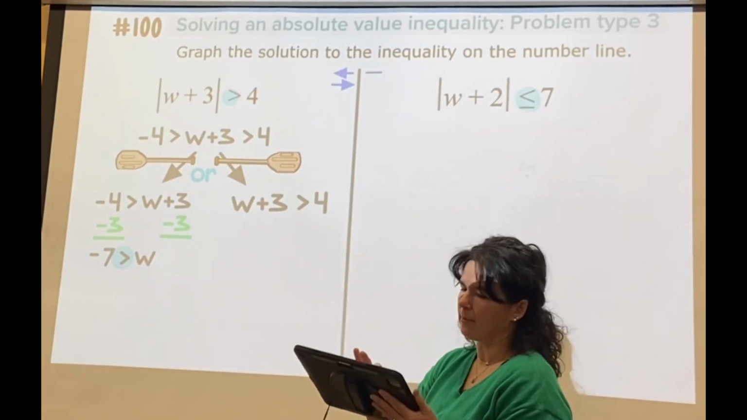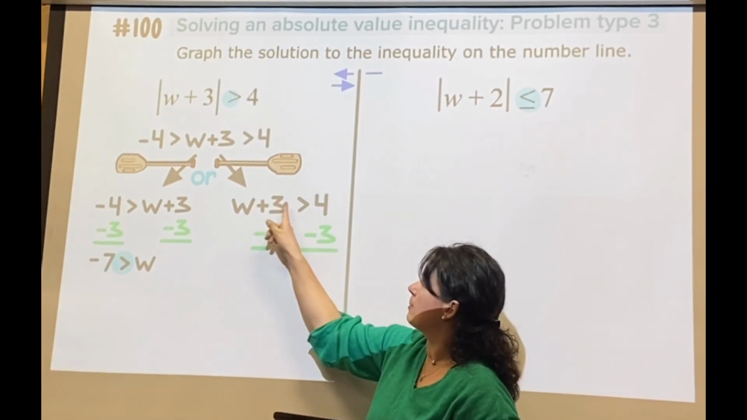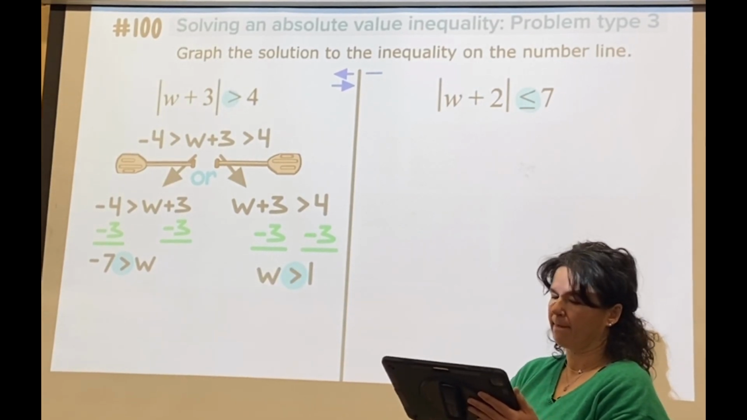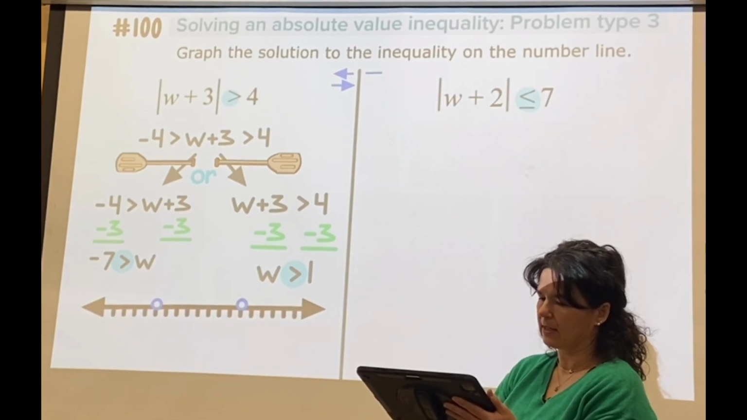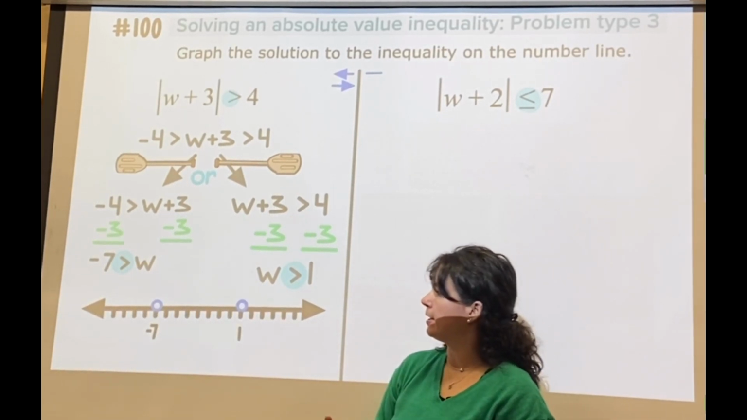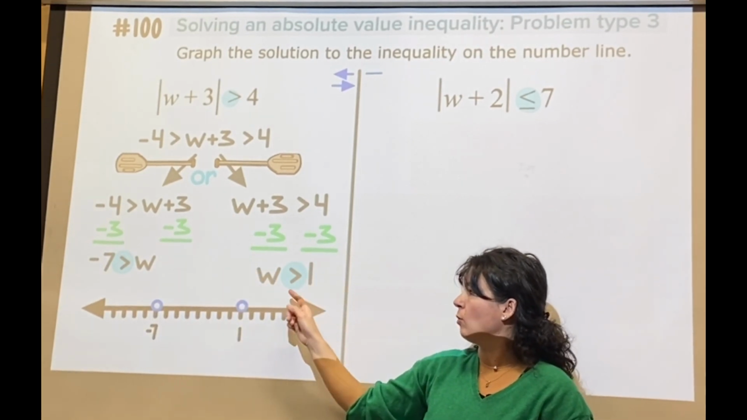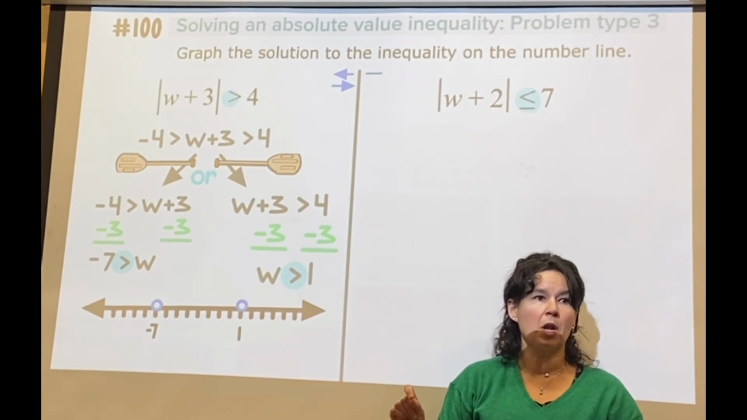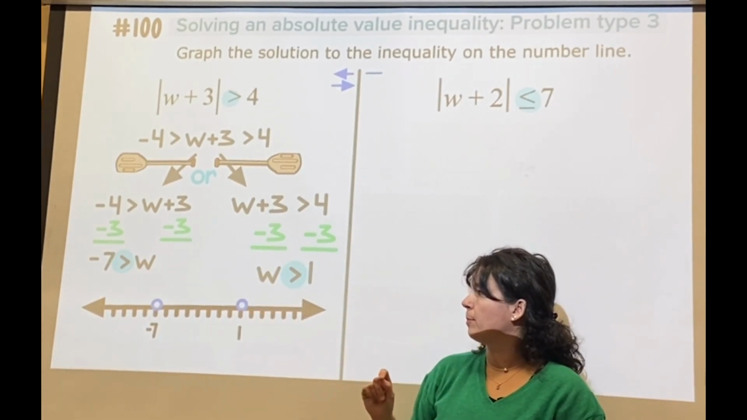On this one, I'm going to subtract 3 from both sides. So W is greater than 1. Then after that, I'm going to put at negative 7 and at positive 1 open dots because they're not underlined. We're not including those numbers. So negative 7 open dot, 1 open dot.